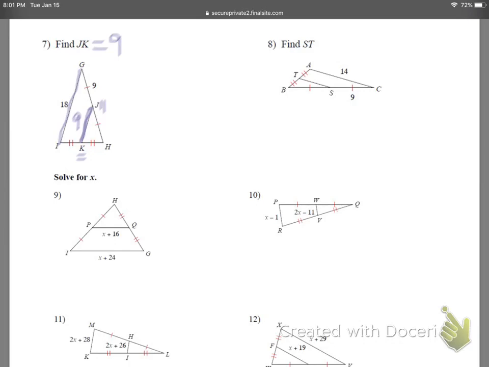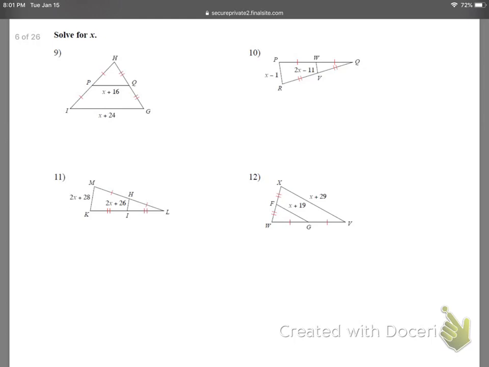Okay, how about ST? So here is ST. Once again, that's a mid-segment because these were cut in half and so were these. So therefore, T and S are midpoints, and that makes ST a mid-segment. So if, whatever this other letter is, I guess it is A, let me look, AC, if AC is 14, then ST must be half of that, so that's going to equal 7. Okay, so on the next page we'll do 9 and 10.